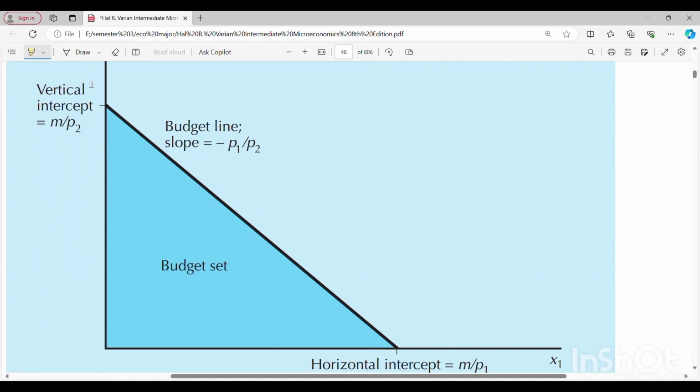Anyway, this is the budget line. So bundles with P1 X1 plus P2 X2 equal to M will be on this line, and all those which are less than M will lie inside, I mean this part, this shaded region.